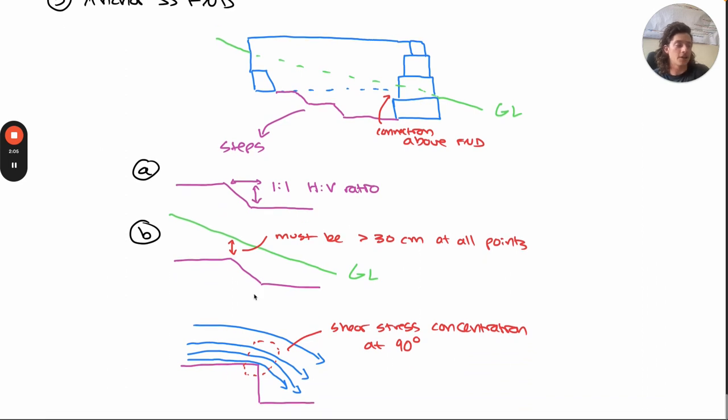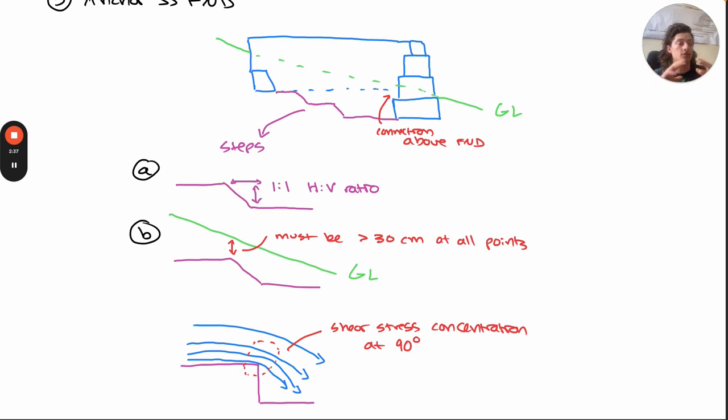So I've drawn a little representation of shear concentration at 90 degrees, and I'll add some other cool photos to the bottom of the text section of the module here, but the main idea being we want to avoid that concentration happening, so we use this 1-to-1 horizontal to vertical ratio for the steps. And like I mentioned, this is explained once again in the soil shear section of the course, just in a bit of a different context.